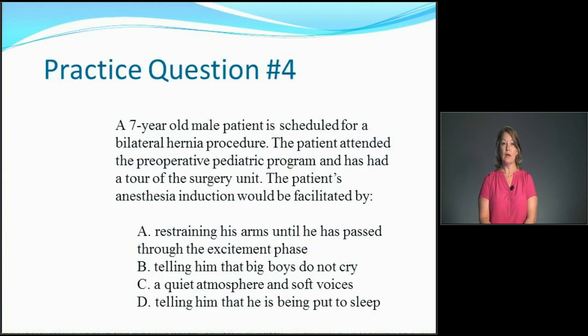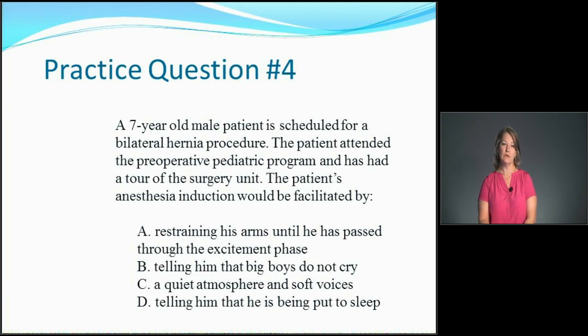So question 4. A 7-year-old male patient is scheduled for bilateral hernia procedure. The patient attended the perioperative pediatric program and has had a tour of the surgery unit. The patient's anesthesia induction would be facilitated by A, restraining his arms until he passes out through the excitement phase, which is phase 2, delirium. B, telling him that big boys do not cry. C, a quiet atmosphere of soft voices. Or D, telling him that he is being put to sleep.